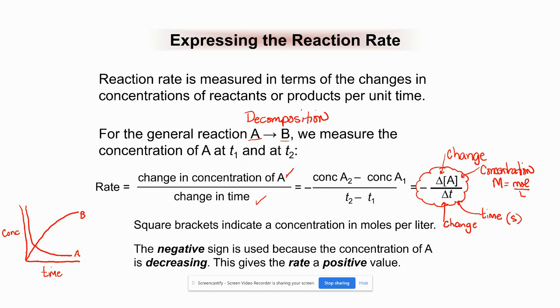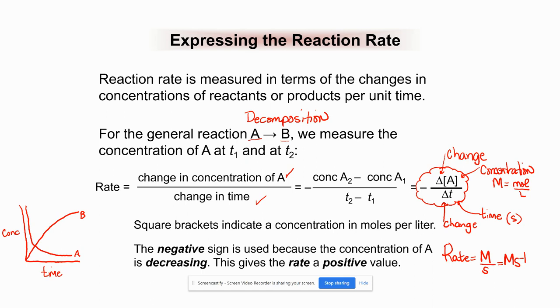So if we think about how we're going to express the rate in terms of units, it would be molarity per second. And so we could also write that as capital M, seconds to the minus 1. And you should be comfortable with both types of notation for that.